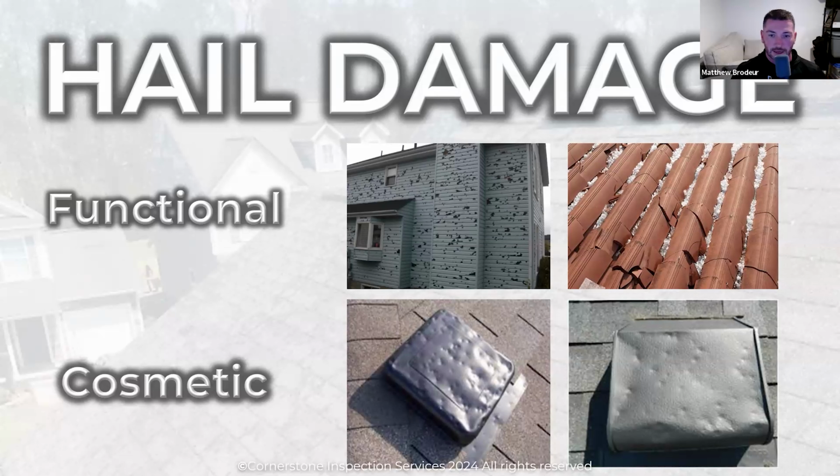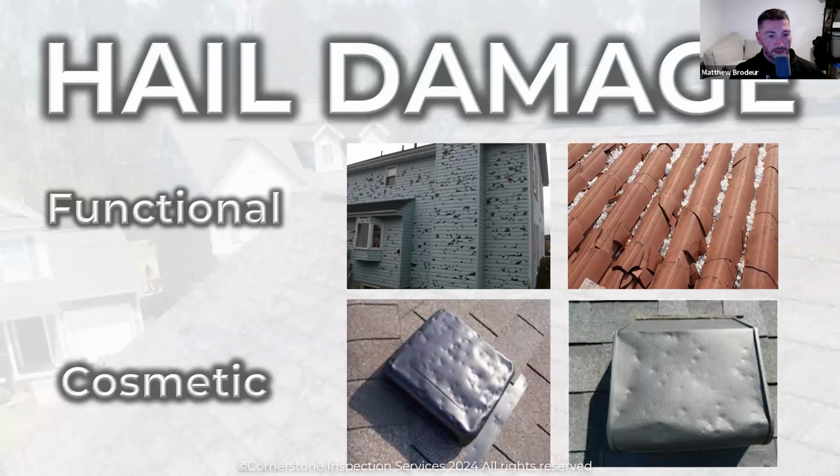Same can be said for that clay tile roof on the right. Those tiles are broken. They're not stopping water. They're not shedding water from the roof, right? So that's functional damage. If we can recognize an area that seems to have been affected by hail or wind that is now not performing its intended function, we're going to call that functional damage.